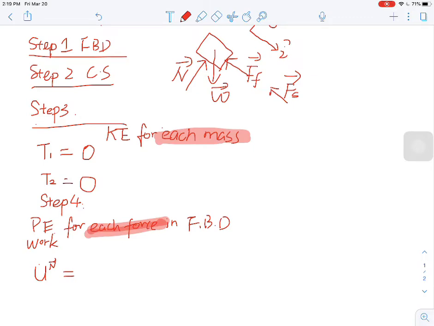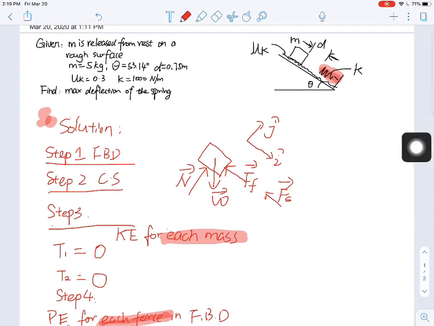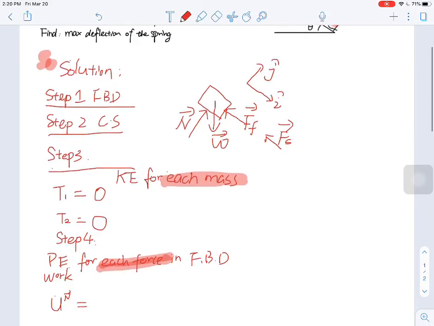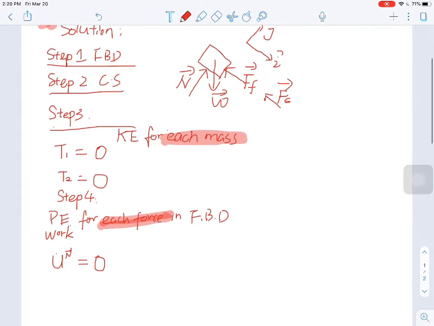Why is that? Some of you may have questioned why there's no work being done by the normal force. If we look at this, the normal force is pointing in the j direction, but there's no movement in that direction. The force is perpendicular to the movement, therefore no work is being done by the normal force. So that's a 0 there. And let's move on to the next force, the weight force.